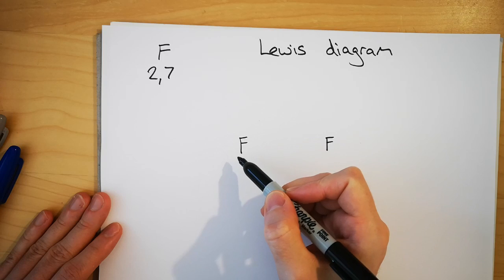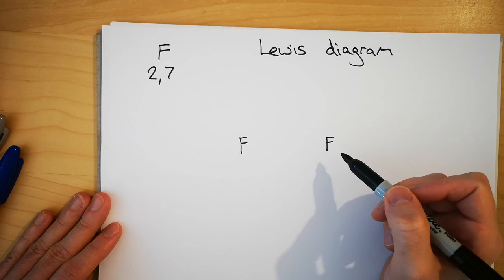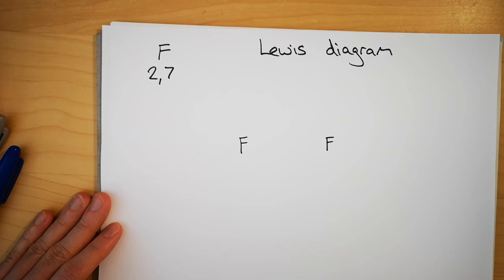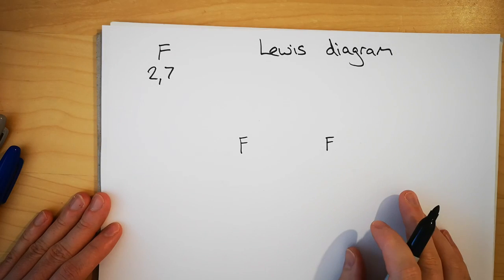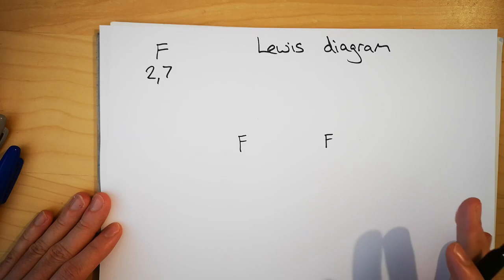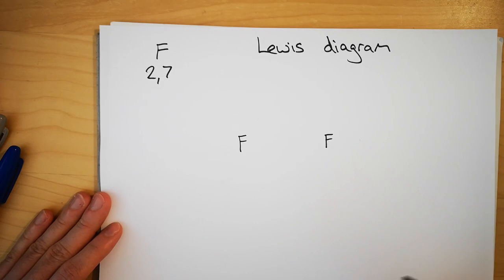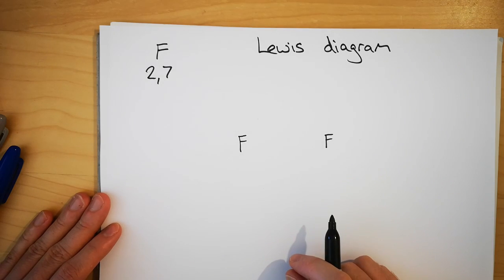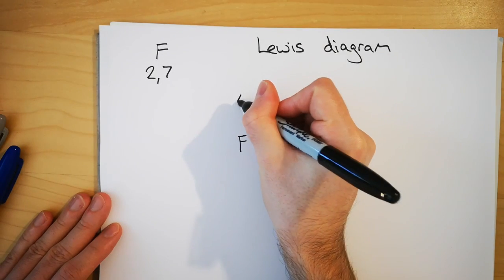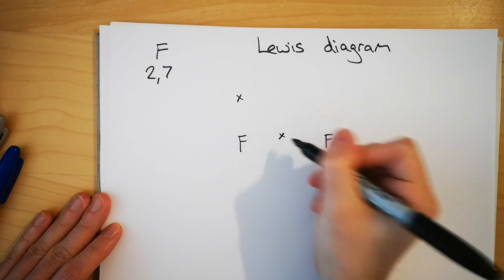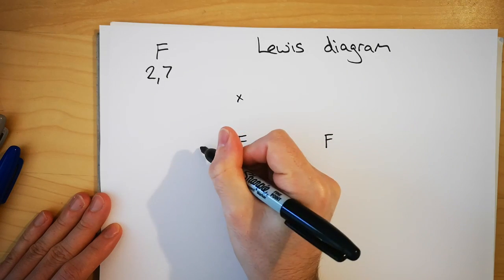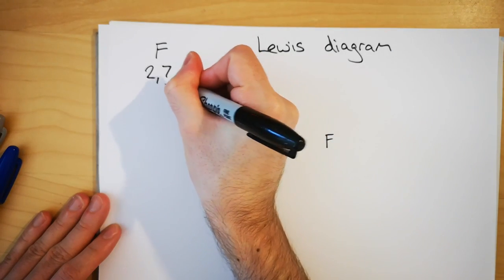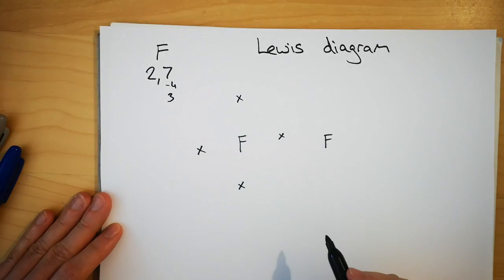For this fluorine, I'm going to use crosses. For this fluorine, I'm going to use circles. That's just to show what electrons are from what nucleus, although it's not even really possible to tell that in a molecule. It's good practice at this stage to do that. So we've got an electron here, an electron here, an electron here, an electron here. That's me done 4. So I've taken away 4 and I've got 3 electrons left.